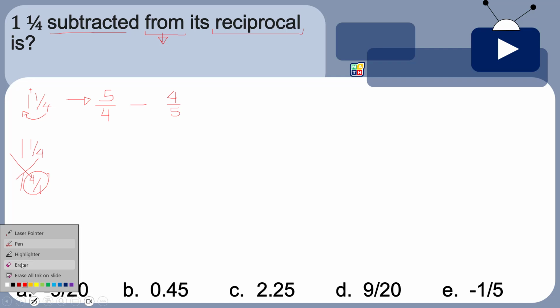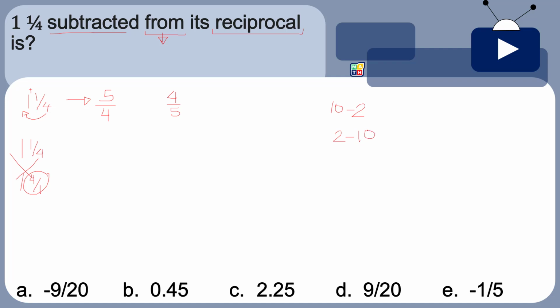Kasi pag sinabi natin from, it's taken from this number. Okay? Like say for example, I will subtract 10 from 2. Di po pwede na 10 minus 2 yan. Kasi nga po, I will subtract 10 from 2. It will be 2 minus 10. So ito po yung from. So ibig sabihin nito, it's not the direct subtraction, but it would be like this.